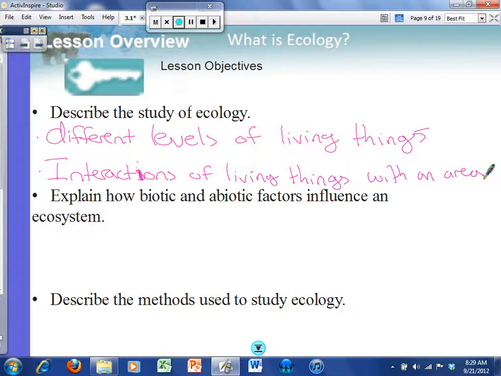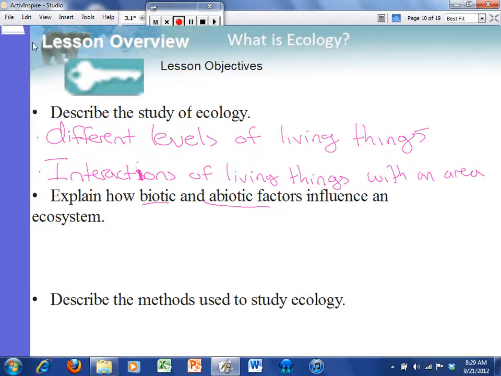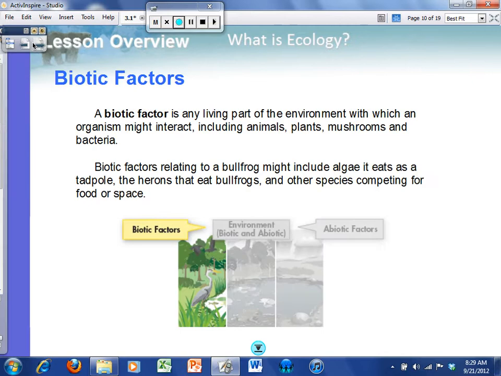Explain how biotic and abiotic factors influence an ecosystem. Well, again, we're back to this biotic and abiotic. Here we go, biotic factors. Okay? Biotic, living. Bio, living. Biology, study living. So think about that. Biotic factor is any living part, okay? And that could be the obvious ones. If you're looking at a pond, it could be the birds, the fish, but it's also the grasses, the trees, okay? Plants, mushrooms, bacteria, the microorganisms.